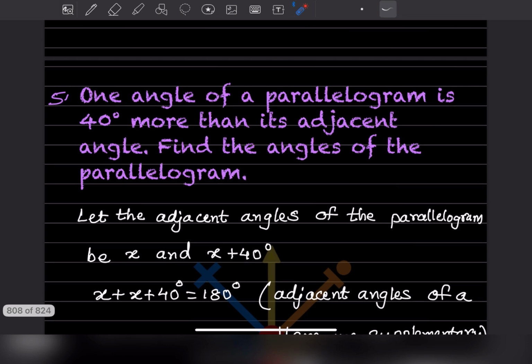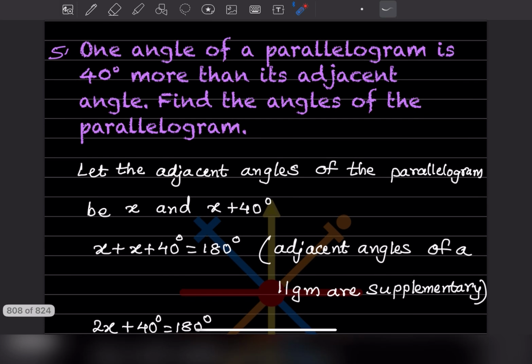One angle of a parallelogram is 40 degrees more than its adjacent angle. Find the angles of the parallelogram. So we will write: let the adjacent angle of the parallelogram be x, and the other angle is 40 more than its adjacent angle, so we can put the other one as x plus 40. Now we have to find the angles of the parallelogram. So x plus x plus 40 is 180 degrees, because adjacent angles of a parallelogram are supplementary.